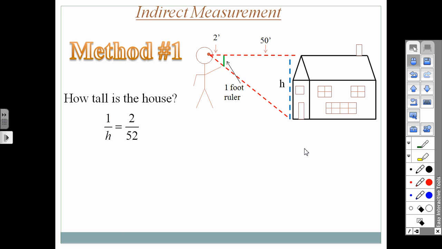So what we're going to do is we're going to say this, since it's a 1-foot ruler, everything is measured in feet, so this is 1 is to the height here of the height of the house. That's going to be the same as the distance from your eye to the ruler as it is from the distance of your eye to the house. So because this is 2 and that's 50, we had to add those up to get the entire length of 52. So 1 is to h as 2 is to 52. So that means h is 26. So we know that now the house is 26 feet tall. Okay? So that's one method.